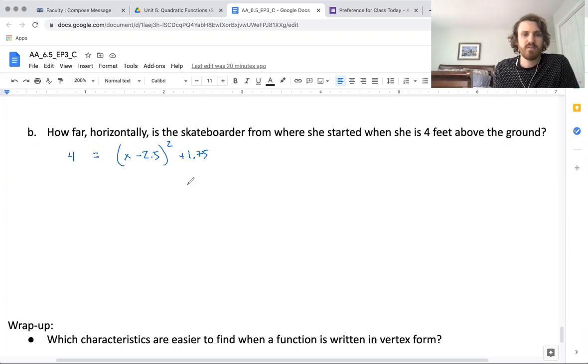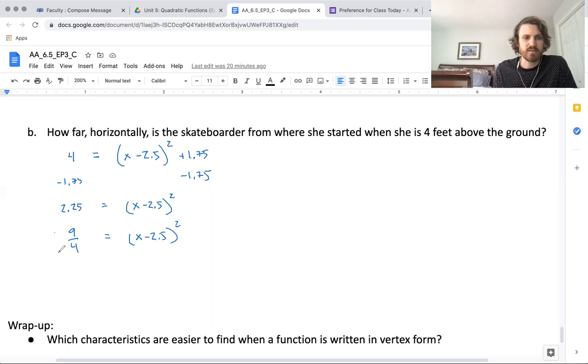So let's see if we can solve this equation. I'm going to subtract 1.75. Again, I set my equation equal to 4 because we're wondering when she is 4 feet above the ground. Minus 1.75. So 4 minus 1.75 is 2.25. And that is equal to x minus 2.5 squared. Now 2.25 is, what is that, 9/4? So I'm going to rewrite that as 9/4 equals x minus 2.5 squared.